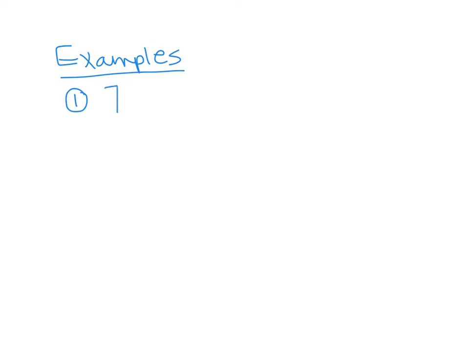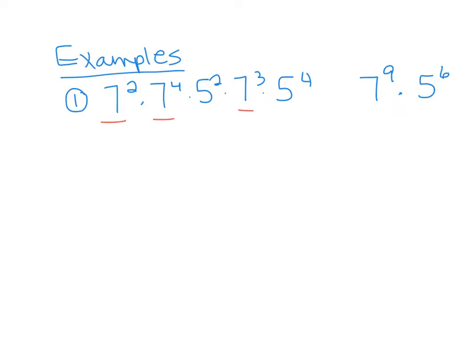All right, when we had something like 7 squared times 7 to the fourth times 5 to the second times 7 to the third times 5 to the fourth. Remember, we put the base numbers together, so that would be 7, and you add the exponents, 2 and 4, 5, 6, 7, 8, 9. So 7 to the ninth times 5 to the sixth. And we talked, like, if the exponent is too high, you don't need to multiply that out.